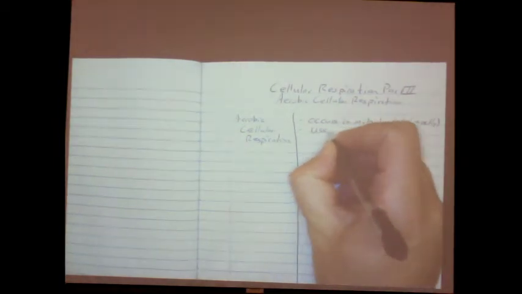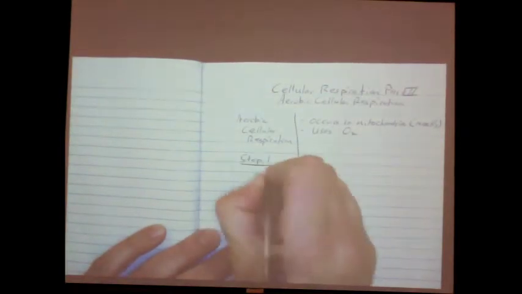And uses oxygen, O2. Extremely important to remember that this is using oxygen. So it occurs in the mitochondria and uses oxygen. This particular process is made up of 3 steps.